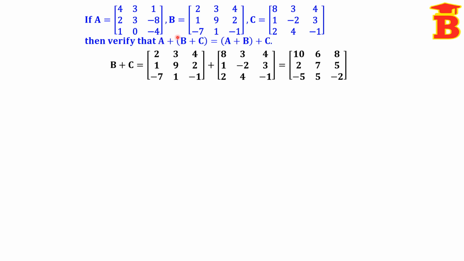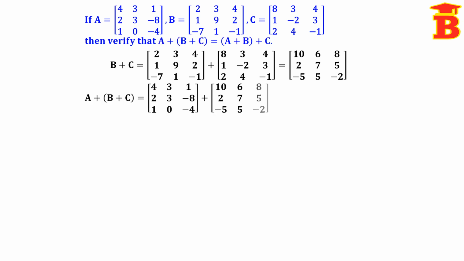Now the left hand side is A plus bracket B plus C. So take and write the A matrix. This is A matrix plus B plus C matrix. Just now we got this B plus C matrix, so take and write that matrix. Now we have to add these two. Same concept: take the first row and add the first row numbers. 4 plus 10, 14. 3 plus 6, 9. 1 plus 8, 9.